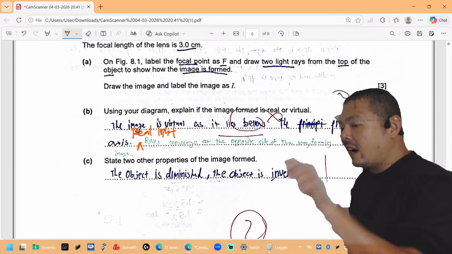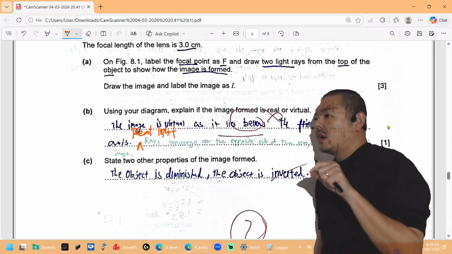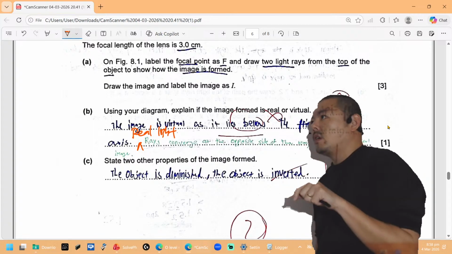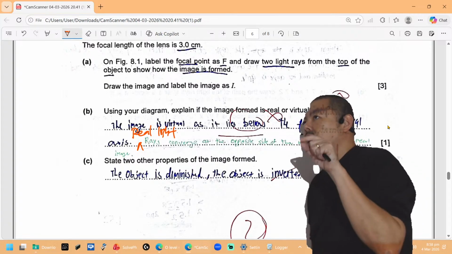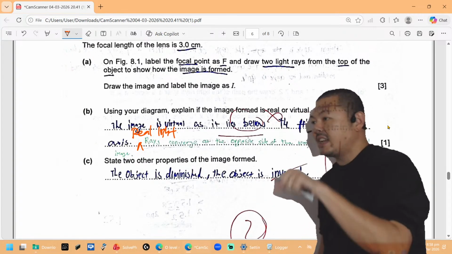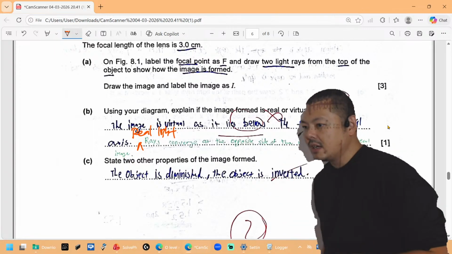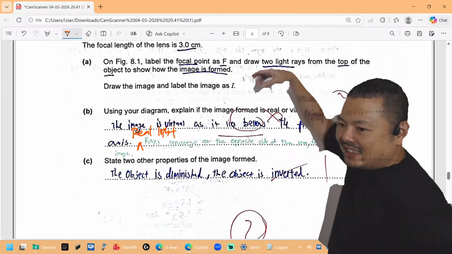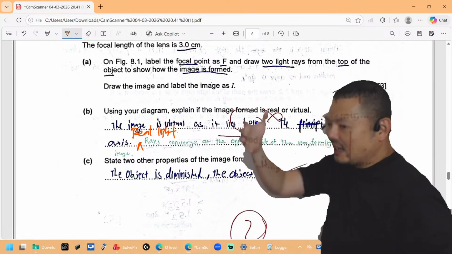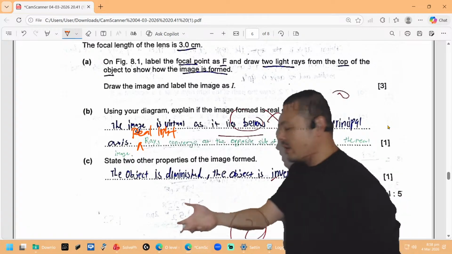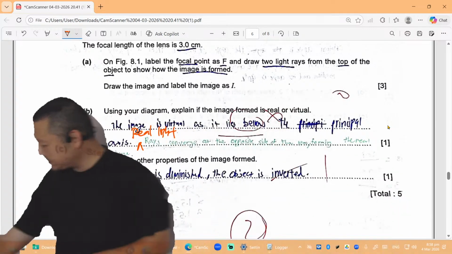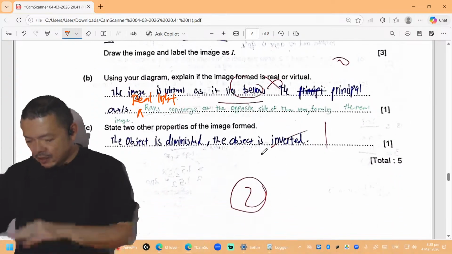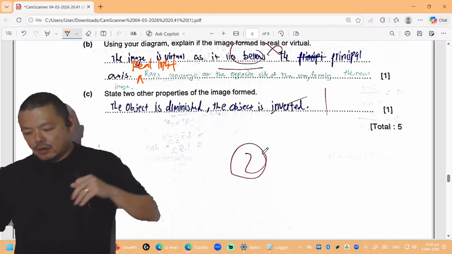Brother, they are not asking you what's the difference between real and virtual images. If they're asking you that, then you can say real images can be captured on the screen. But they are not telling you that. The logic is there, the correlation, causation and correlation. Okay, anyway, so next one.